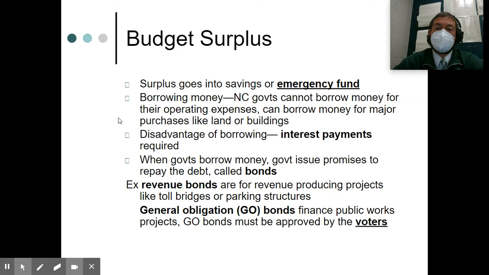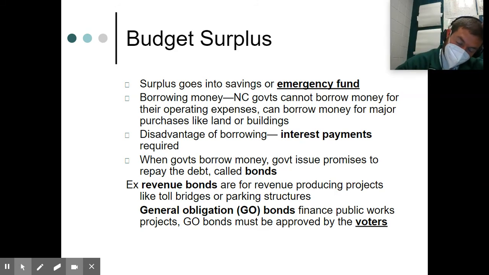So what happens if we do a really good job budgeting and have a surplus? The surplus goes into savings or an emergency fund. As far as borrowing money, North Carolina governments cannot borrow money for their operating expenses. They can borrow money for major purchases like land or buildings. The disadvantage of borrowing is that there are interest payments on it. And that's true just like if you were an individual.